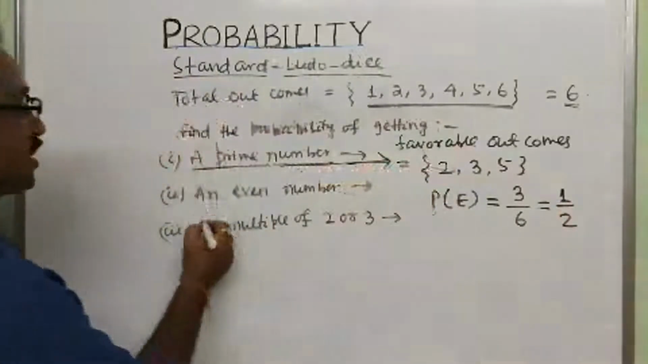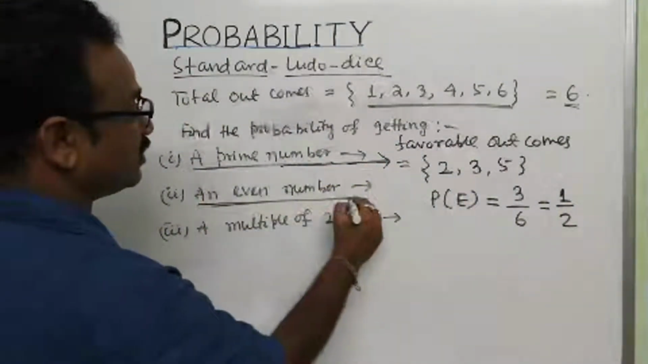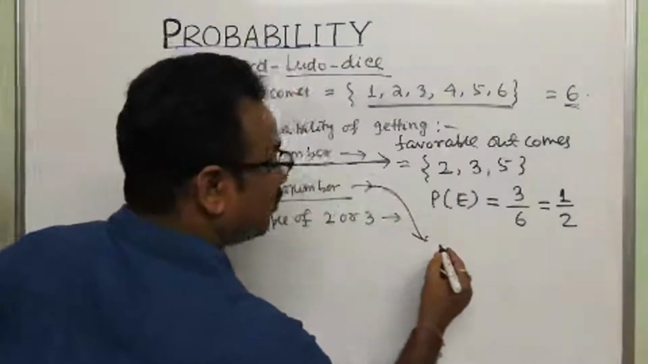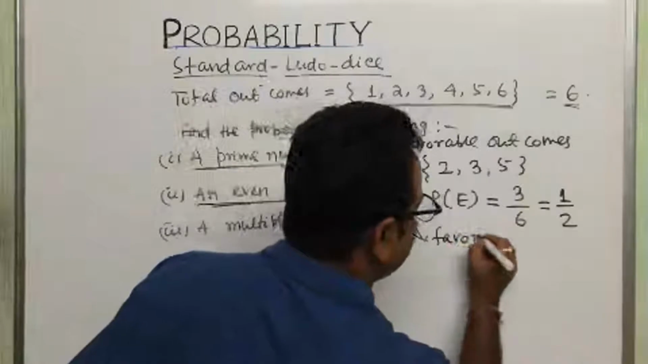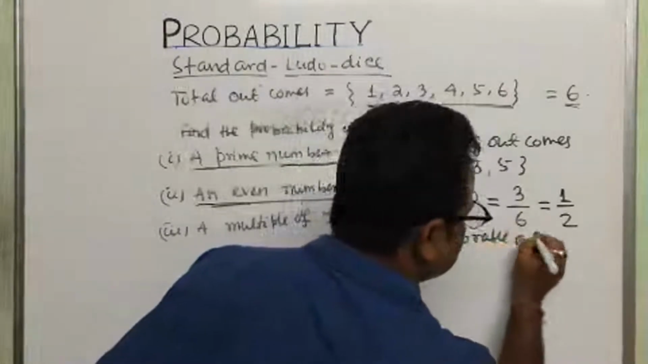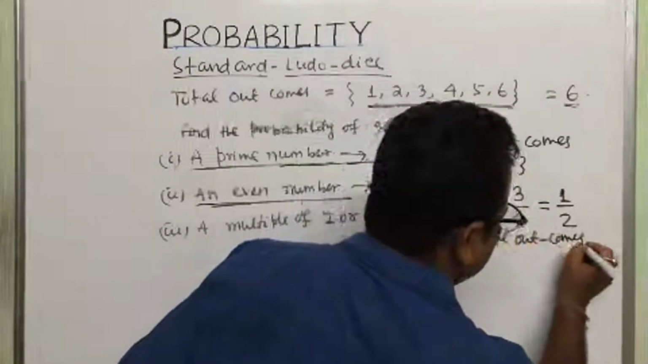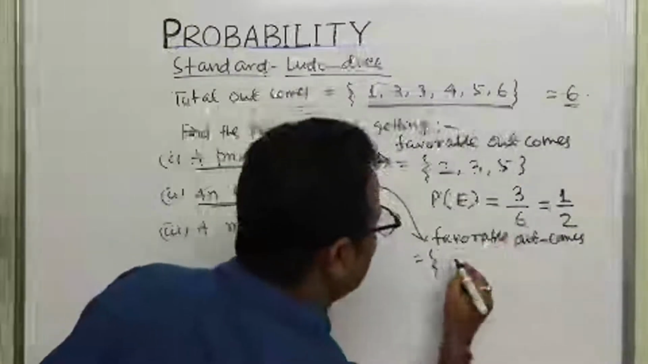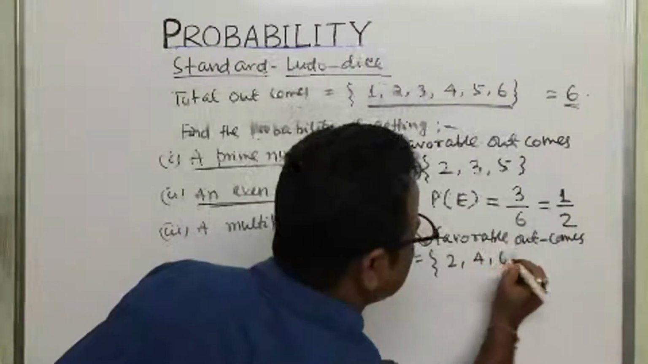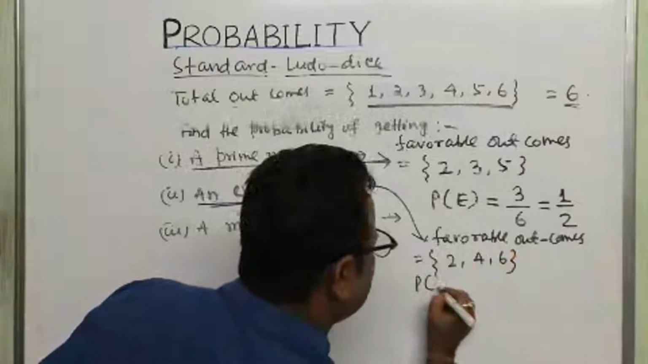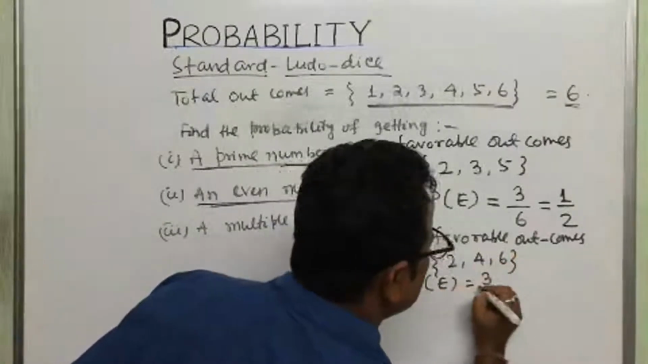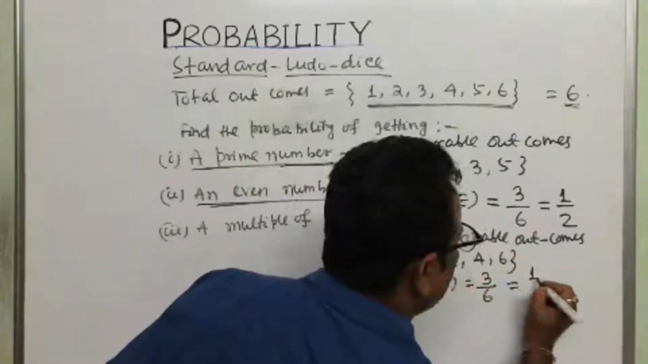Okay. So this is a prime number. Now, even number. Now see, favorable outcomes: 2, 4, 6. So the probability of the event is equal to 3 by 6, which is equal to 1 by 2.